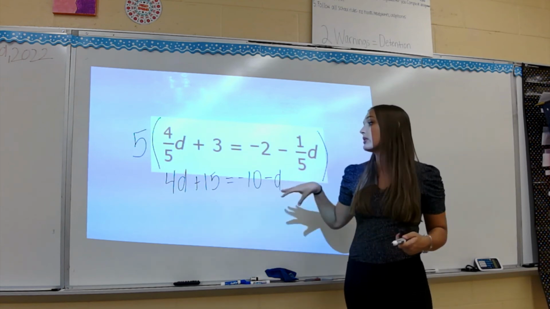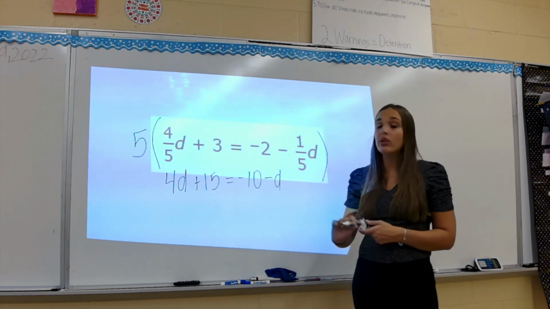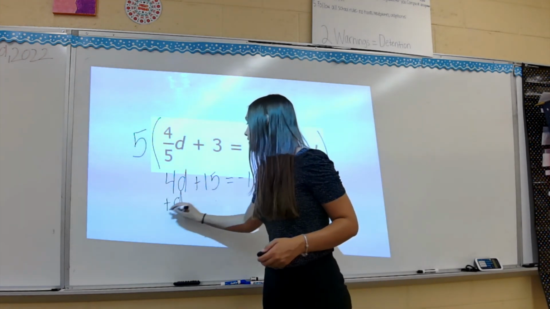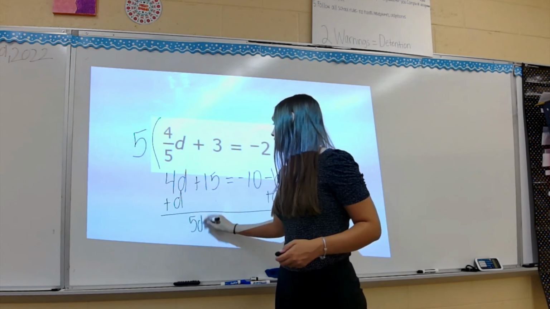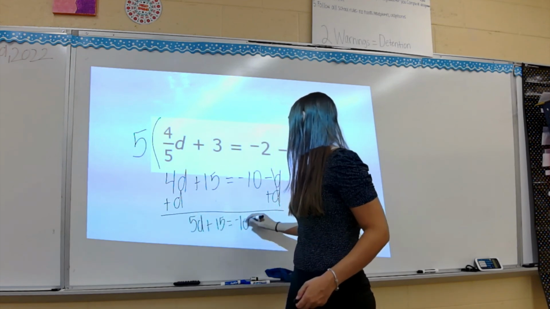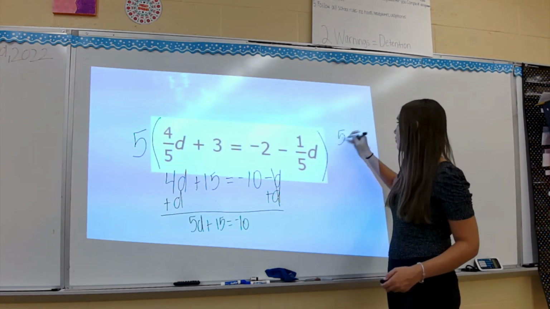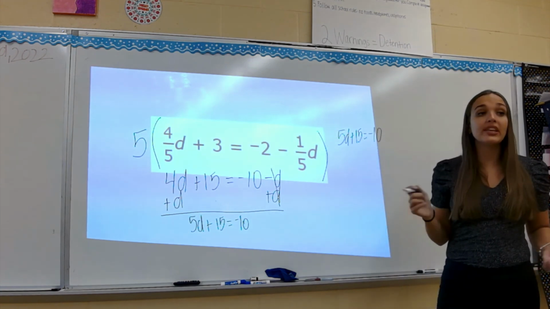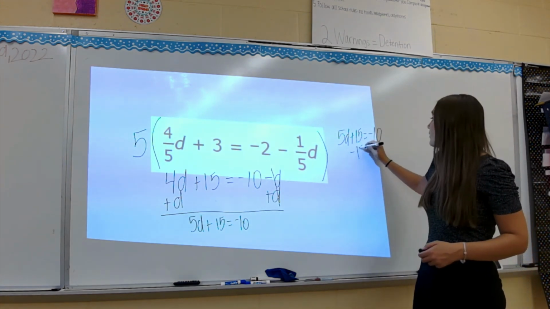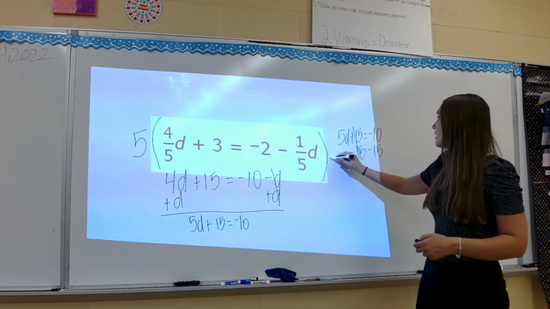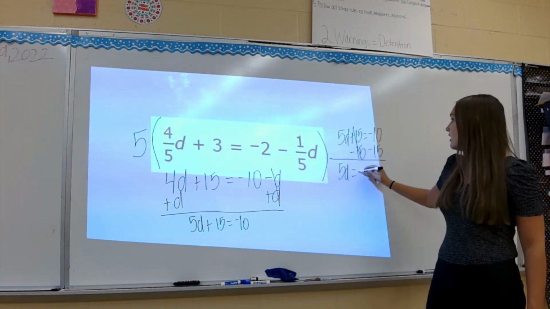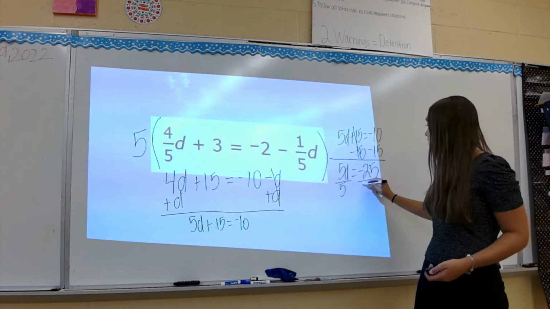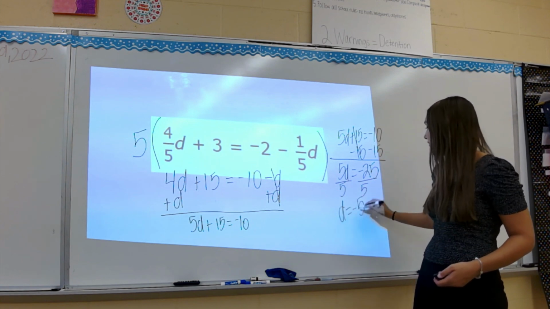I'm going to pick which one's my smaller term for my variable, the -D. So I'm going to add that over to move it. And I get 5D plus 15 equals -10. I'm going to write it over here just for more room. We have a two-step equation. Let's get our variable alone. So I'm going to subtract 15 from both sides. We have our two-step equation. And I get 5D equals -25. One-step equation, divide by 5. And I get D equals -5.